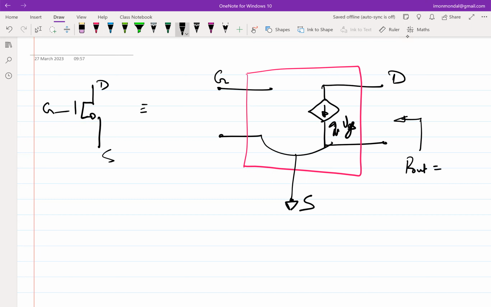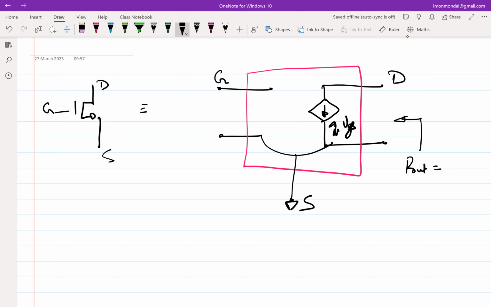what? In the incremental model, if I look into the drain to source terminal and try to find out the incremental output resistance, what will that be? No, how will it be 1 by GM? What will I do in order to figure out the R out? I will apply a V test, and even before that, I know the MOSFET is biased, right?